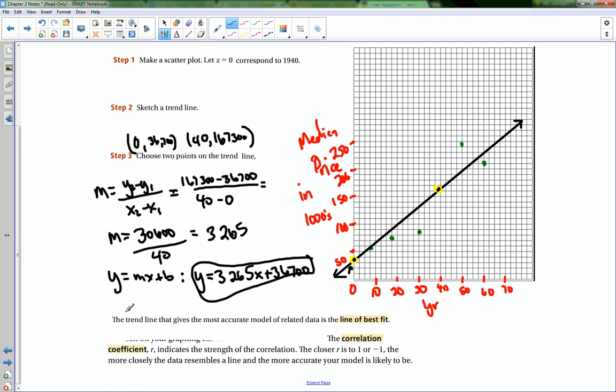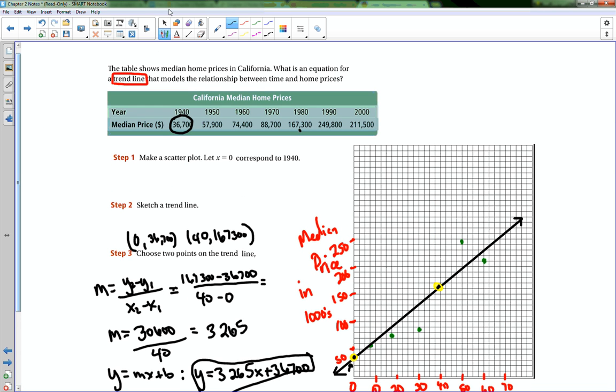Okay, so we're going to write these definitions down. The trend line that gives the most accurate model related data is the line of best fit. The correlation coefficient, or R, indicates the strength of the correlation. The closer R is to 1 or -1, the more closely the data resembles a line and the more accurate your model is likely to be. So let me show you how to do that using a utility.